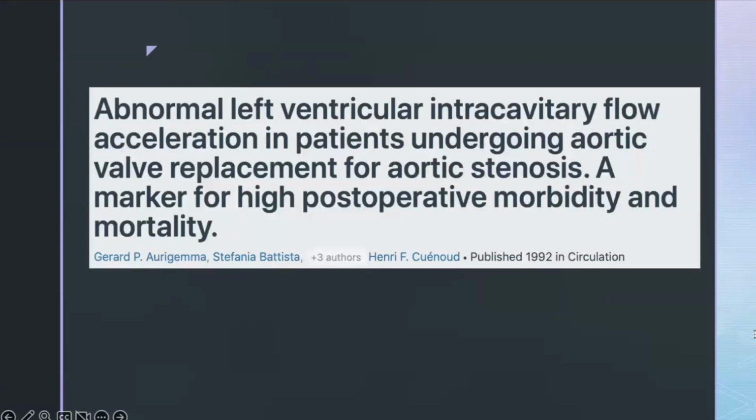So another study done in 1992 was quite an early study, but this looked at patients who had intracavitary flow acceleration post-aortic valve replacement. So this is another subset. It's still obliteration, but it's a unique population. And they actually used the term obstruction, but what they found was that there is a higher post-operative mortality and morbidity with these patients. And so this comes back to why does it matter? It actually does pose increased risk post-op.